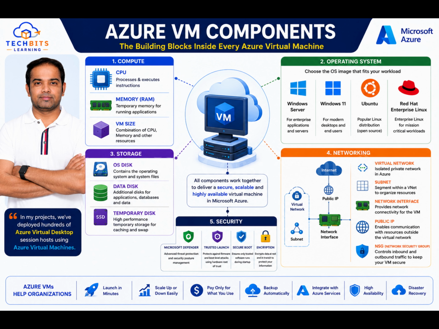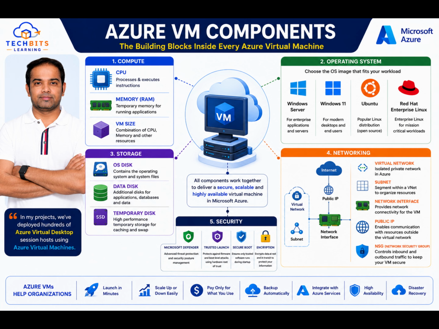Now let's talk about Azure VM components. These are the building blocks inside every Azure virtual machine. It consists of compute, operating system, storage, networking, and security. It makes total 5 building blocks. Let's talk about compute. The compute has the CPU, the memory, also known as RAM, and VM size.